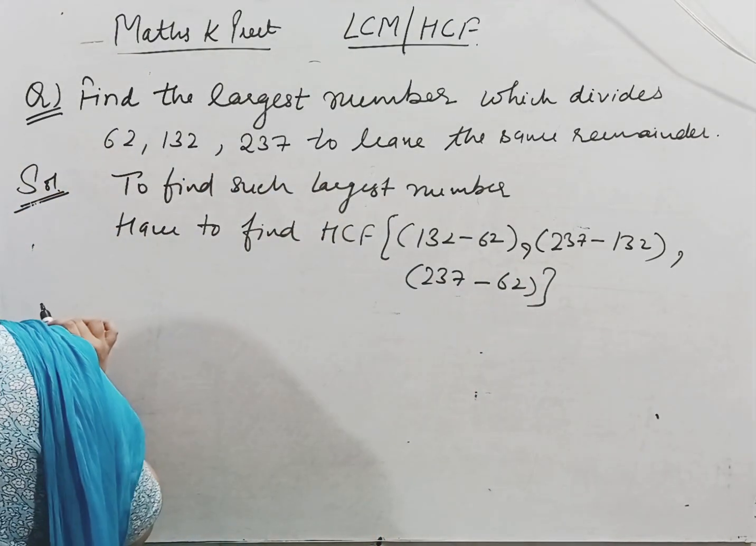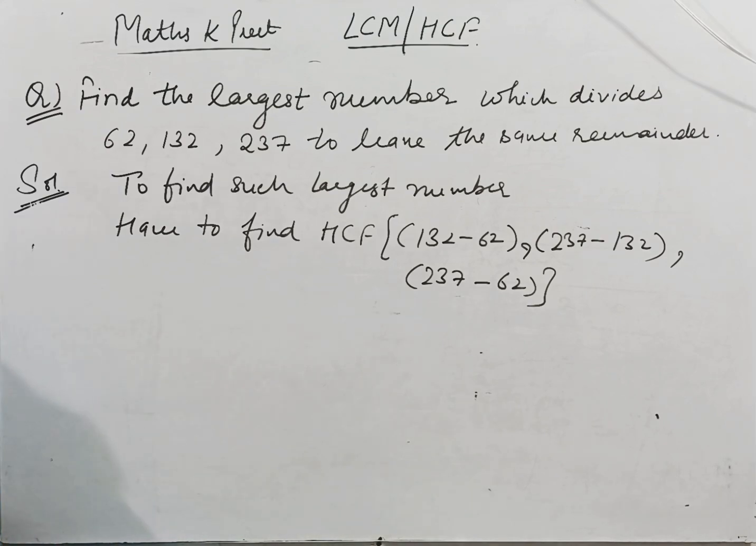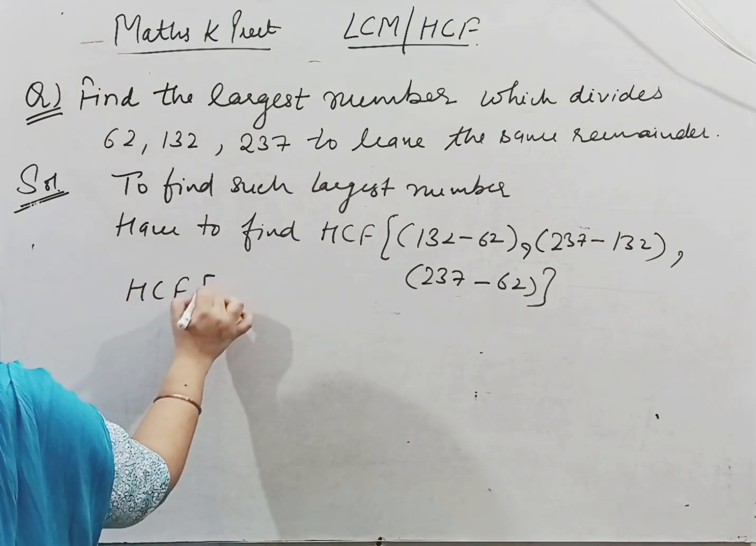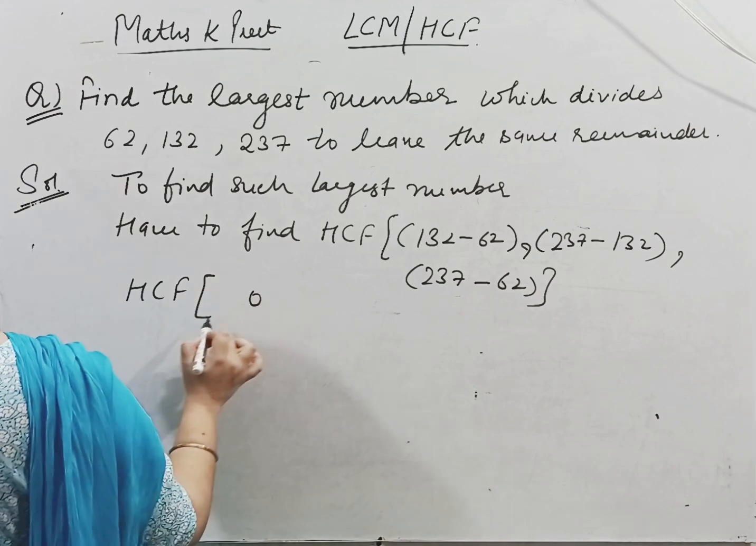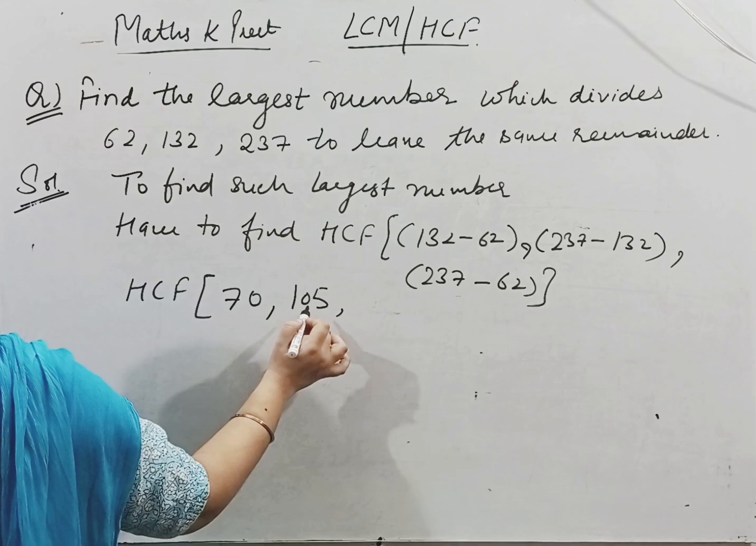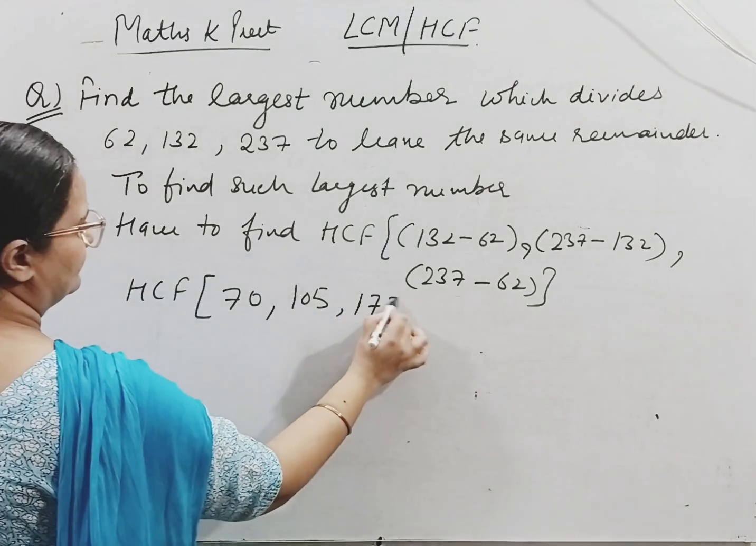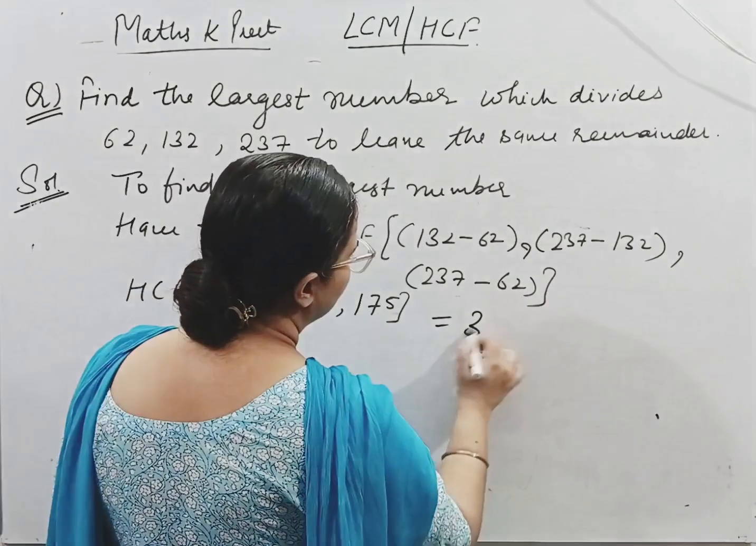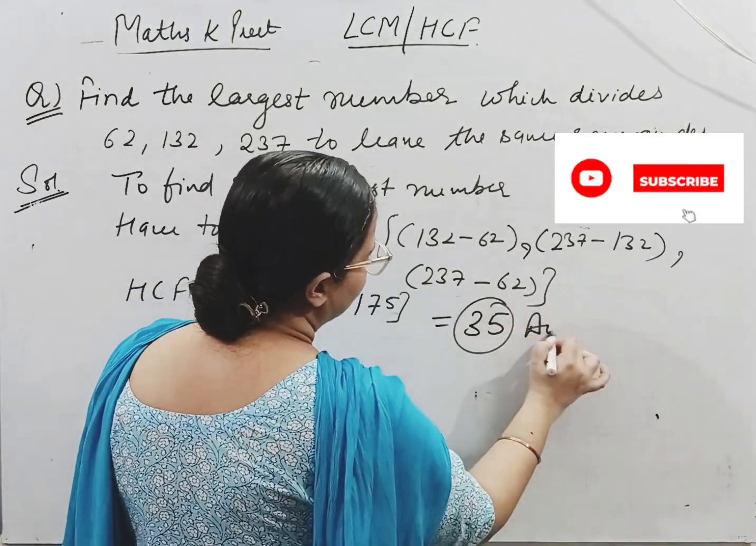So this is equals to HCF of 70, 105 and 175. So you can choose any method to calculate this HCF, whether the prime factorization or the division method. So ultimately you will get your HCF as 35 for this question. So this is my answer.